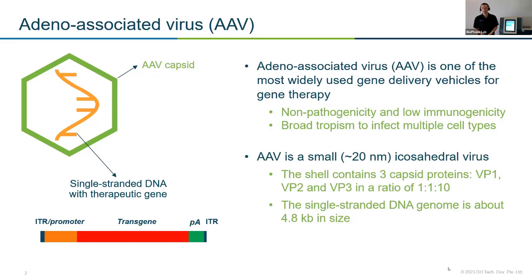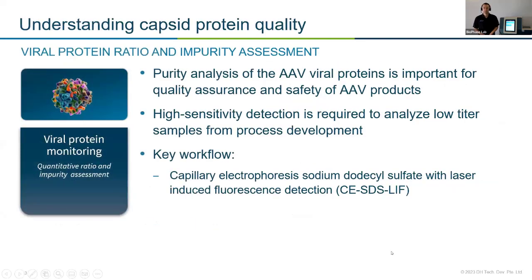And the AAV genome, the encapsulated genome, is a single-stranded DNA genome that's up to about 4,800 bases in size. So we have this very large capsid that's made of 60 different protein subunits. And an intact capsid is, like I said, very huge, in the megadalton range. So we have to understand how to break that capsid down to get an idea of its quality, right?